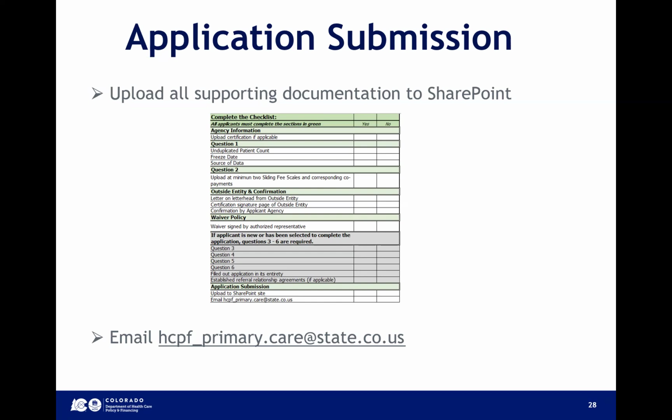So your sliding fee scales, your certifications and accreditations, your outside entity confirmation by an applicant agency, your waiver if you're using the waiver this year, your referral relationships. So make sure that all of your documentation has been uploaded. Email the primary care fund email address that you have officially submitted your application. And again, applications are due by close of business May 24th.